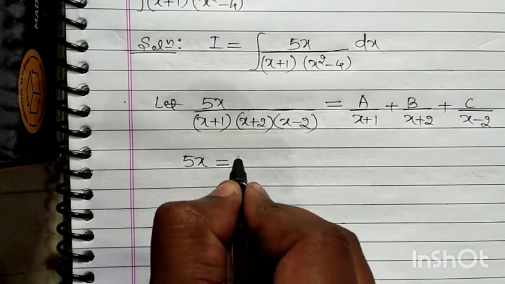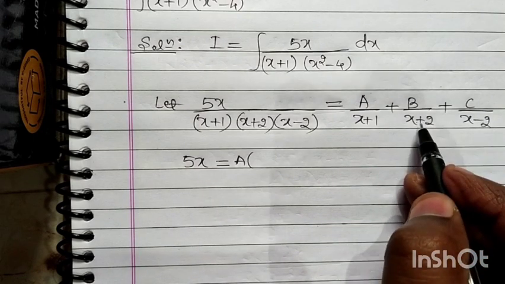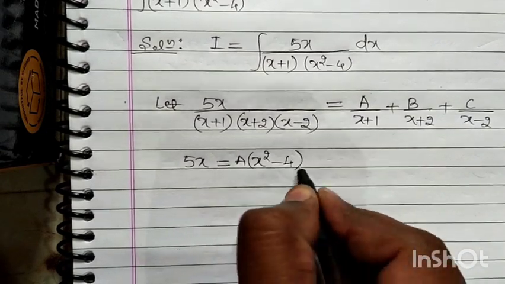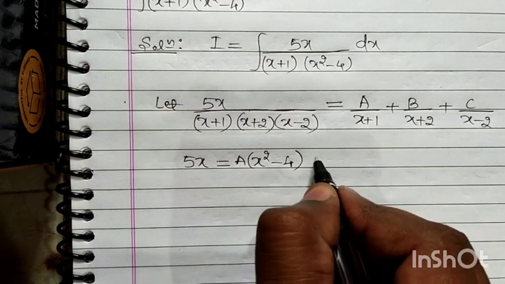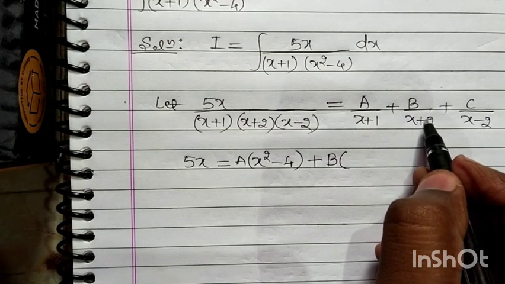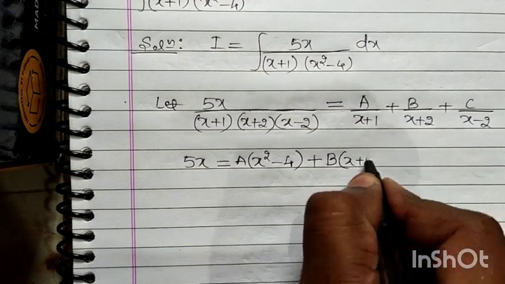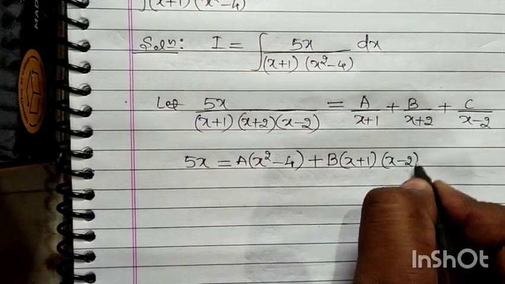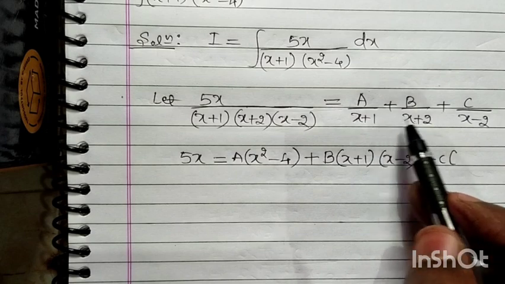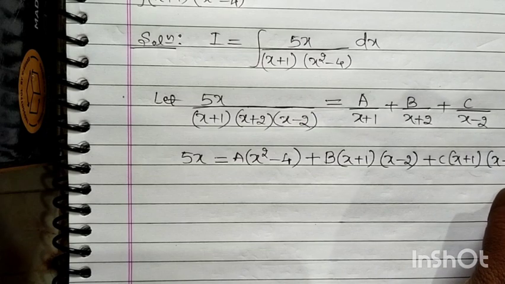I write this directly now. 5x is equal to A into, we have to write the terms other than this one, that means we have to write these two: (x plus 2)(x minus 2) will be x square minus 4, then plus B into, we have to write the terms other than this one, that is (x plus 1)(x minus 2), plus C times (x plus 1)(x plus 2).